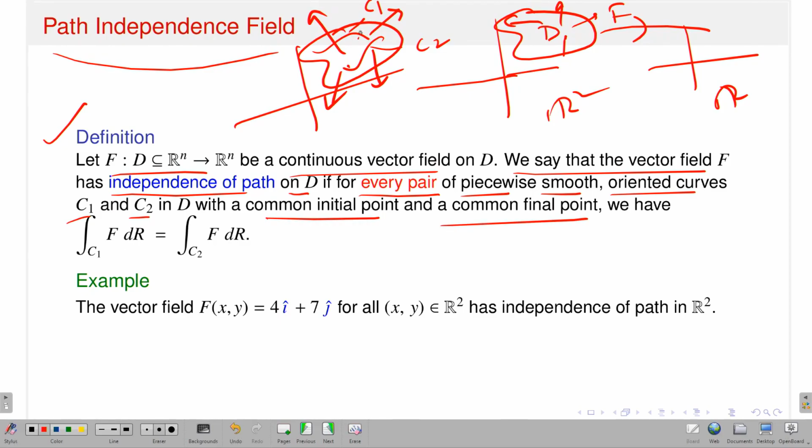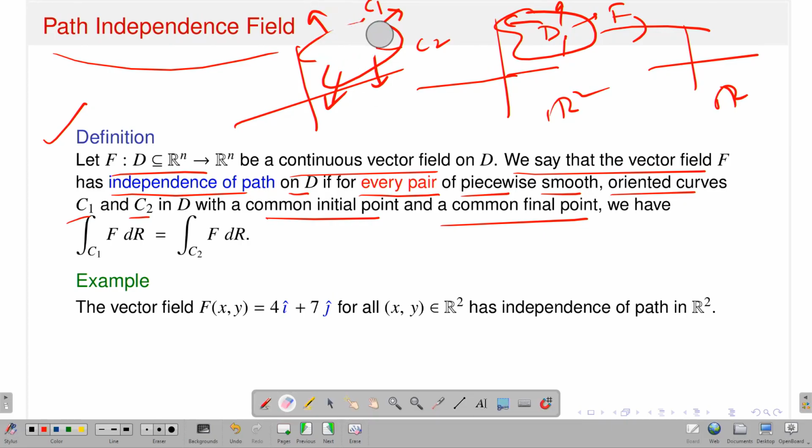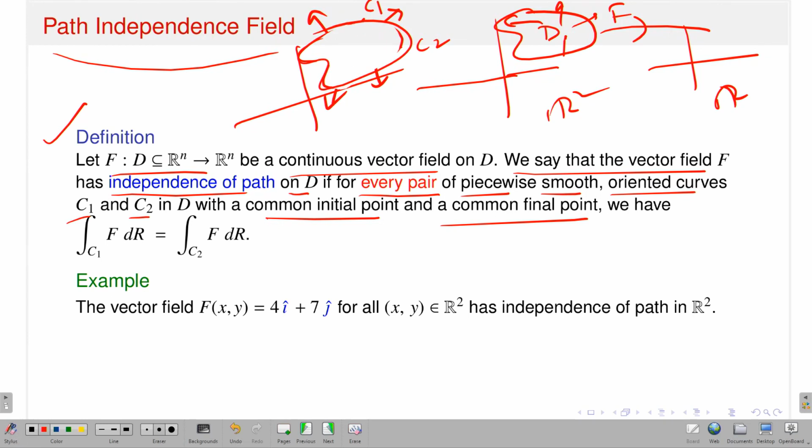So this will not work. I mean this C1, C2 will not work. But I have to be careful here, so maybe I should erase it. Suppose this is my domain, and suppose at each point you have a vector associated. So this is nothing but a vector field. Now take a point here, take a point here. Now you can consider two curves. So this is my C1, and suppose this is my C2. Two piecewise smooth oriented curves, but the initial point and final point should be the same. So this is my initial point and this is my final point, and suppose this is my orientation for C1, C2.